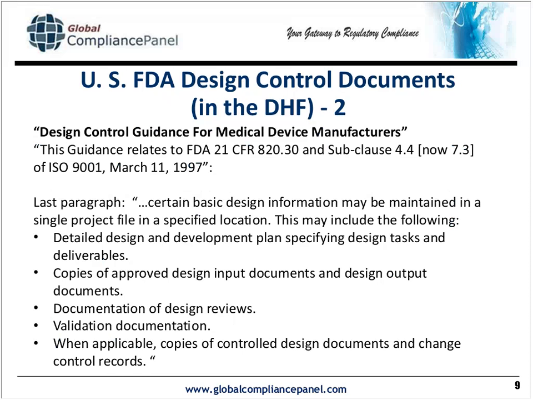Now, the documents that are required in your design history file to prove design control are listed here, for example. In other words, taken from this one reference based on back in 1997 when the system was becoming required, the FDA said certain basic design information may be maintained in a single project file in a specified location. This may include the following: detailed design and development plan, which I mentioned I use a Gantt chart, which lists milestones, tasks, timelines, teams involved, and comments.